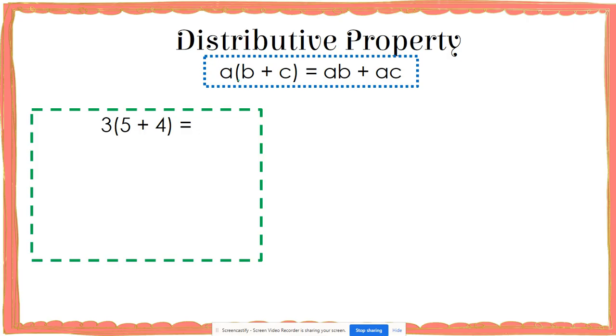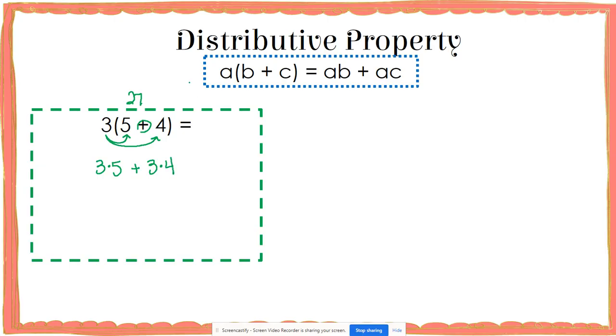An example of this is 3 times (5 plus 4). Now typically we know that what we would do with a problem like this is add 5 plus 4 because it's in parentheses. And that would give us 9, and then we would multiply 9 by 3 and we would get 27. But the distributive property tells us that this is the same as saying 3 times 5, and then because there's a plus sign here, plus 3 times 4.